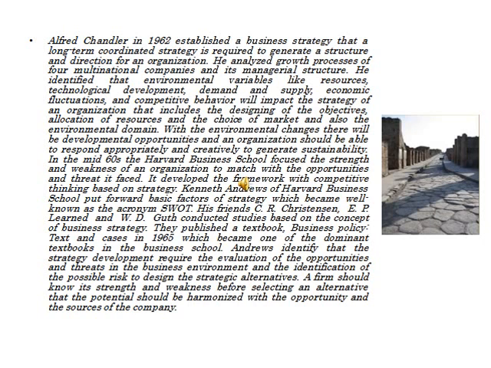business school. Andrews identified that the strategy development requires the evaluation of the opportunities and threats in the business environment and the identification of the possible risk to design the strategic alternatives. A firm should know its strengths and weaknesses before selecting an alternative. That the potential should be harmonized with the opportunity and the resources of the company.